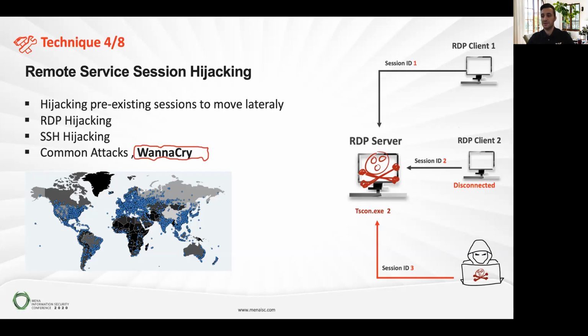So this is one of the techniques that was used by WannaCry, where attackers were enumerating the current desktop sessions, and they have tried to execute a malware on each session. That affected, as we can see here in the map, around 150 countries worldwide.